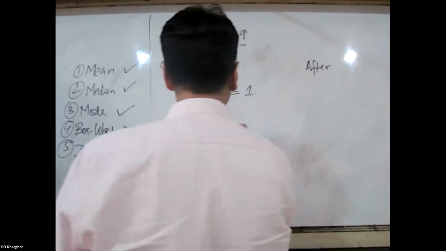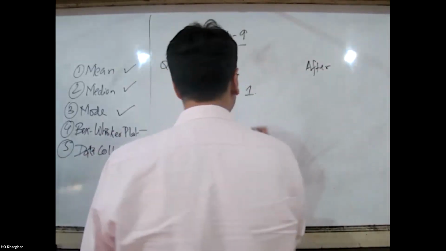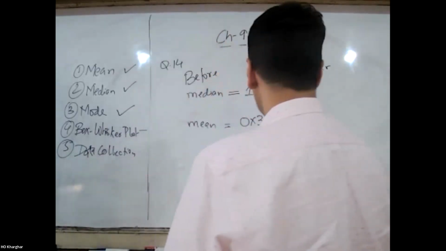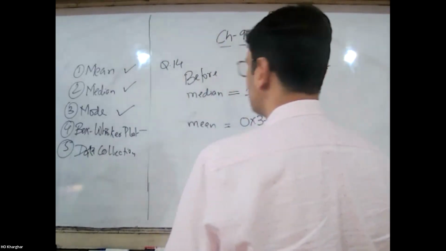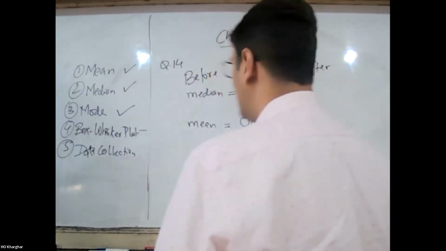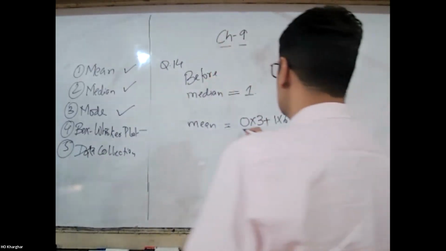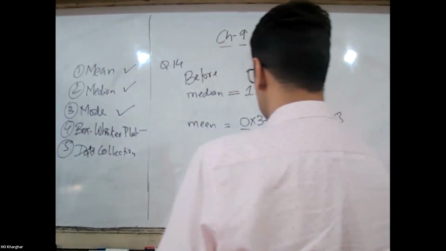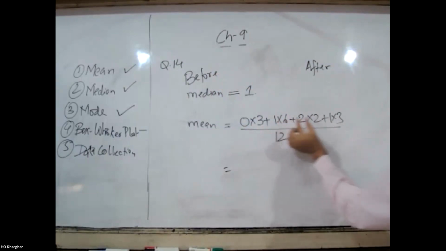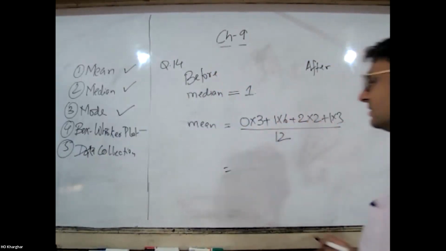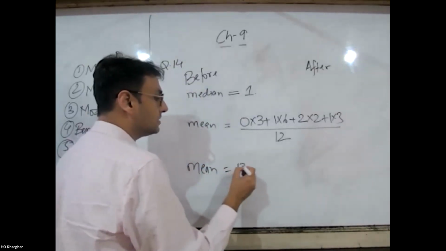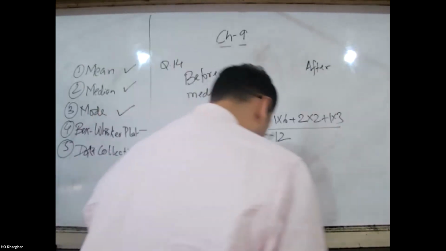Whereas if you look at old mean, that's going to be 0 siblings for 3 students, plus 1 sibling for 6 students, plus 2 students having 2 siblings, plus 1 student having 3 siblings, divided by total 12 students. So this is 0 plus 6 is 6, plus 4, 10, plus 3, 13. So old mean is equal to 13 by 12, isn't it?